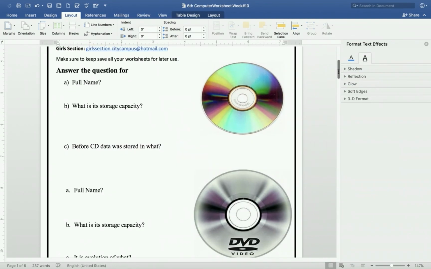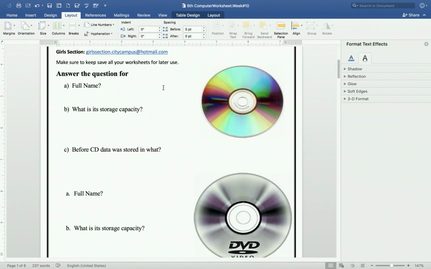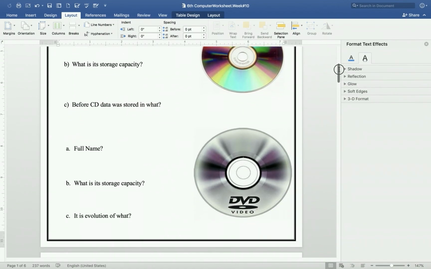Answer the questions for these devices. Full name is CD, compact disc. What is its storage capacity? Its storage capacity is about 700 MB. Before CD, data was stored in what? Before CD, data was stored in floppy disk drive, magnetic disk.